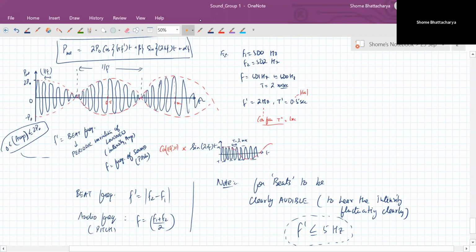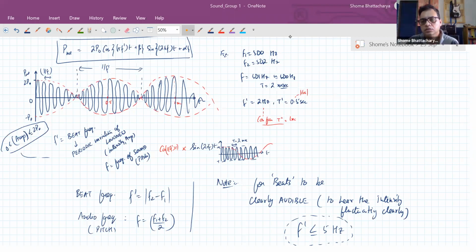Okay, so this is all about the concept of beats. We are almost done with the theory part. There is Doppler's effect, which we'll discuss in the next lecture.